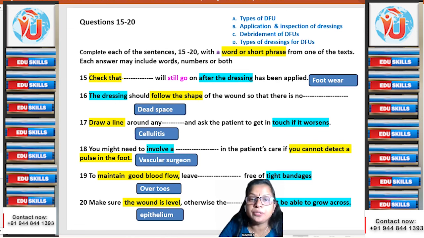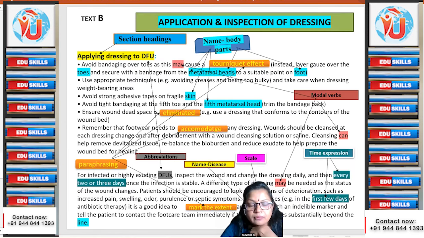Okay. The dressing should follow the shape. So where do we have to go for the 16th answer? Fifth bullet in B. Ensure wound dead space is eliminated.